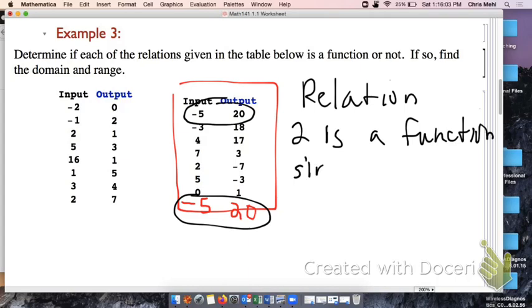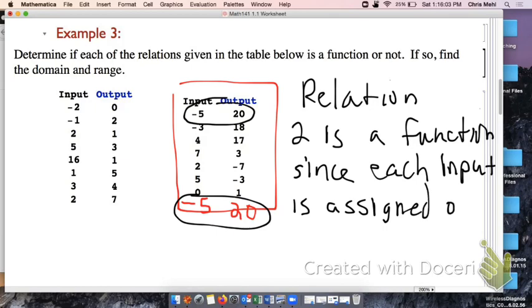Since each input is assigned only one output. Alright, and so relation 1, not a function. The input 2 has multiple outputs, or outputs of 1 and 7. The second relation, the second table, does represent a function. Each input only appears once and is assigned to only one output.